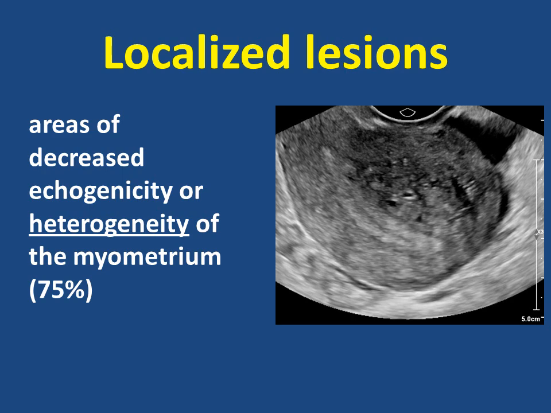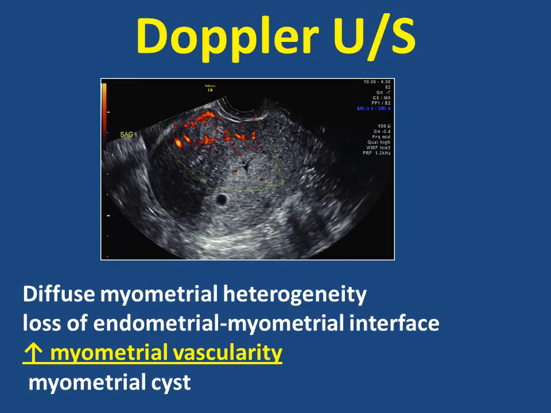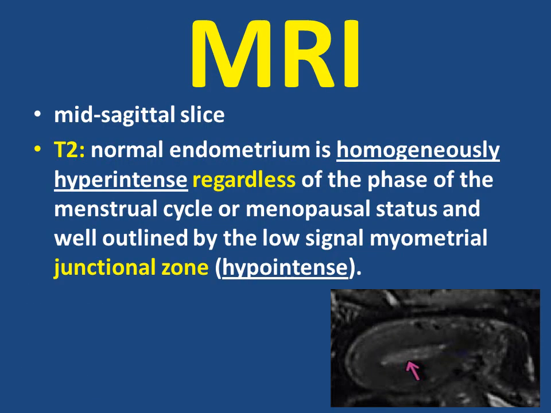And this is a picture of a localized lesion with areas of decreased echogenicity and heterogeneity of the myometrium, which is seen in more than 75% of cases. If you use your Doppler machine, you will find increased myometrial vascularity in cases of adenomyosis, whether localized or diffuse. The increased myometrial vascularity is a characteristic Doppler finding in all cases.